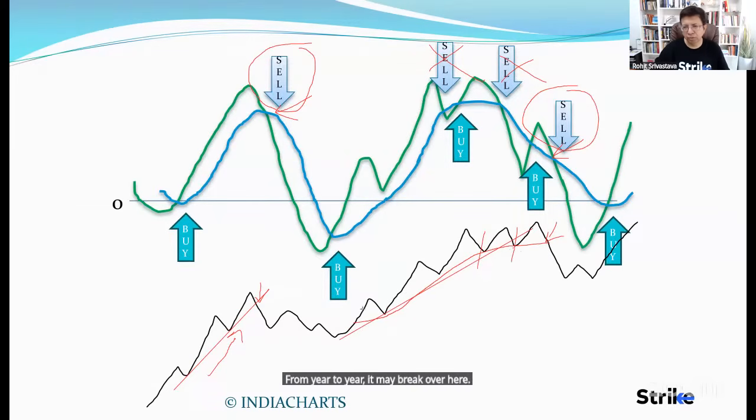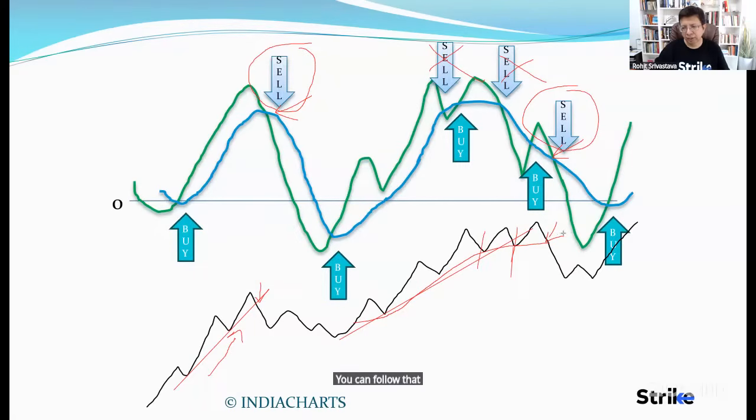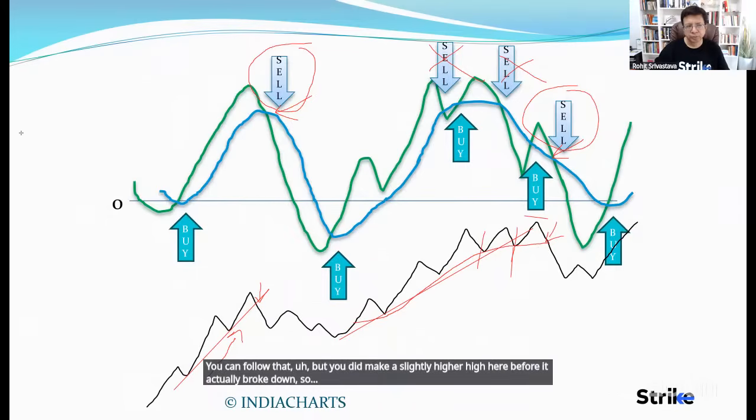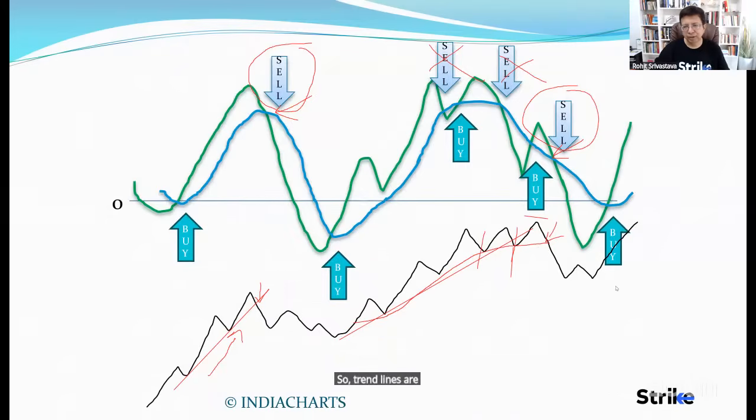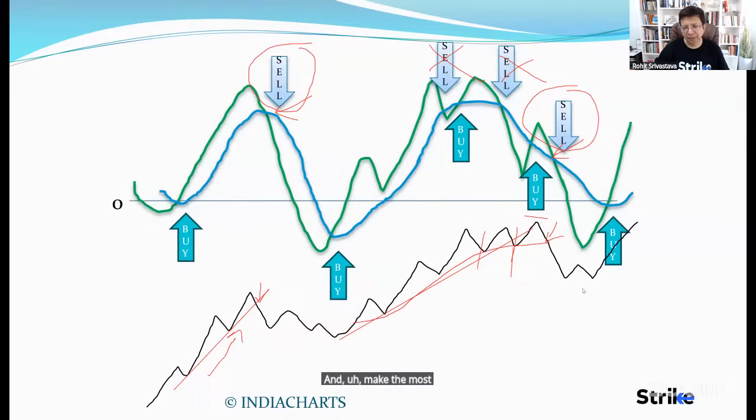Now that may be okay. You still made a significant gain. You can follow that. But you did make a slightly higher high here before it actually broke down. So trend lines are fine, moving average is fine, but you need an additional confirmation of momentum if you really want to ride the trend to its maximum and make the most of the cycle, right?